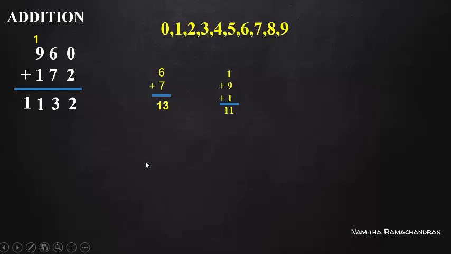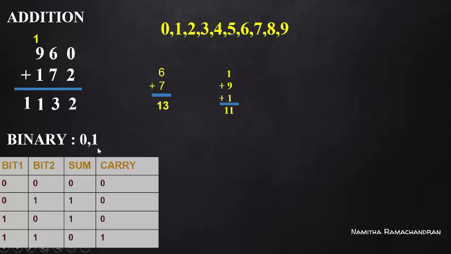Now we can apply the same procedure for adding binary numbers also. For binary numbers, the base is 2 and the possible values are 0 and 1. Here is the table which shows the rule for adding binary numbers.